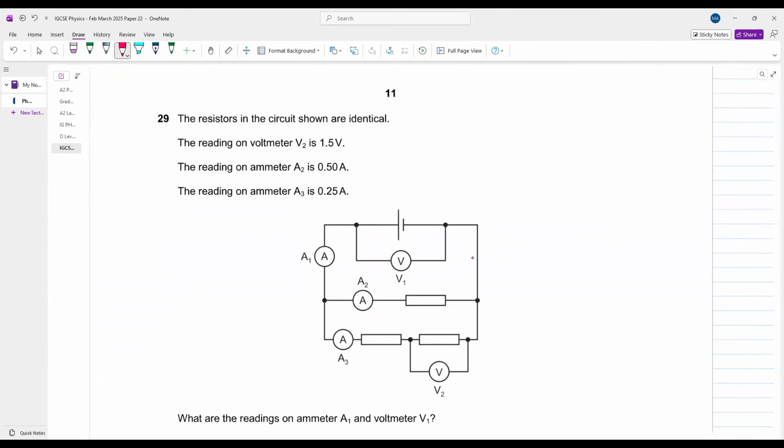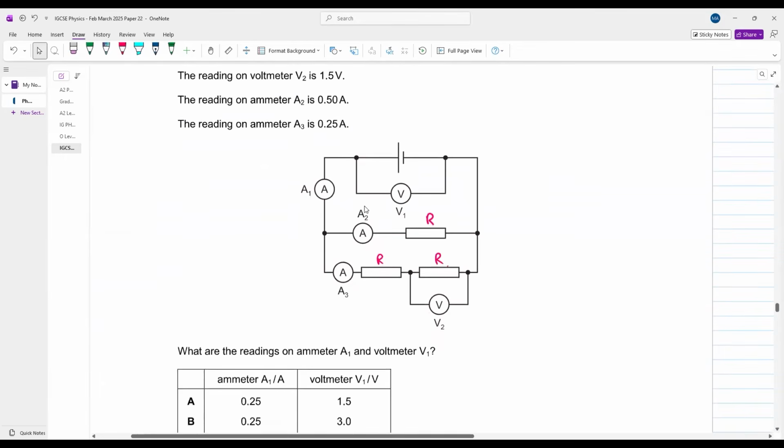Three resistors in the circuit shown are identical. Okay, so that means this one also has a resistance, this one also has a resistance, this one also has a resistance. Okay, perfect. The reading on ammeter 2 is 0.25 ampere.